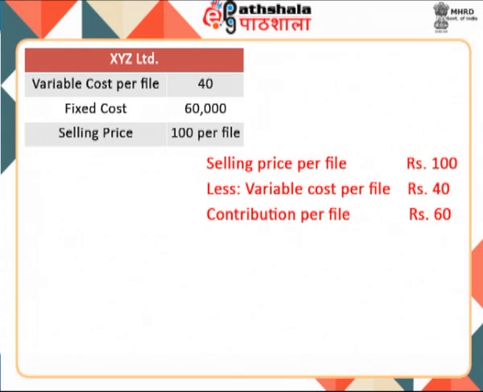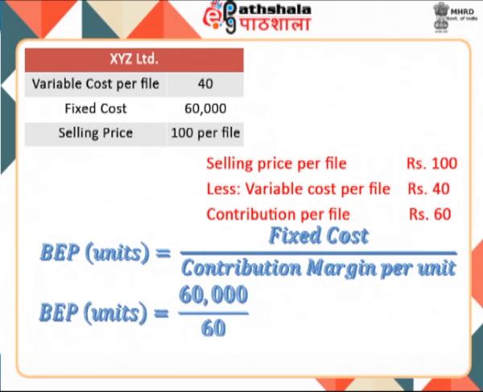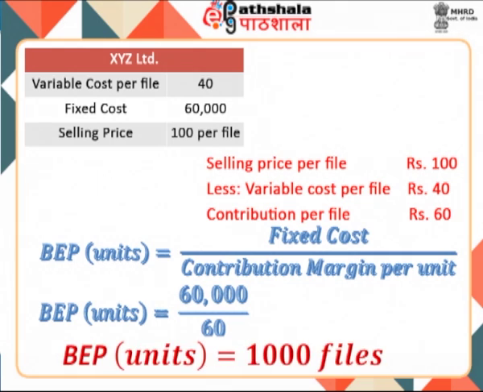We know that the formula for computing break-even point in units is break-even point is equal to total fixed cost divided by contribution per unit. In our example, total fixed cost is given as rupees 60,000 and we have calculated the contribution per unit as rupees 60. Thus, substituting these values in the formula, we get break-even point is equal to rupees 60,000 divided by rupees 60, that is 1000 files.